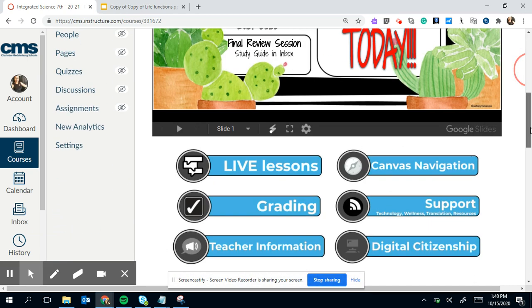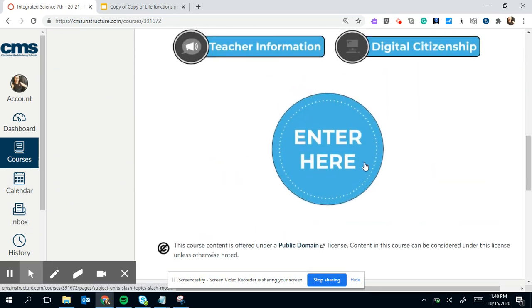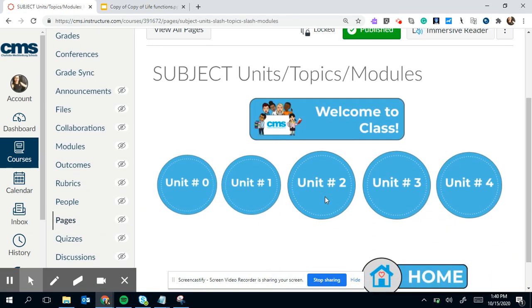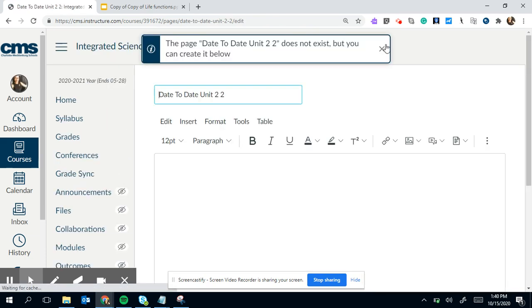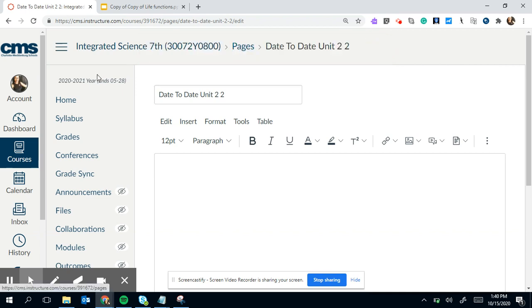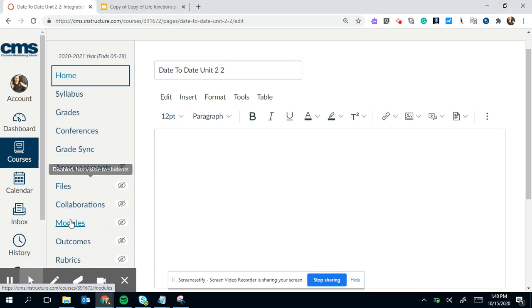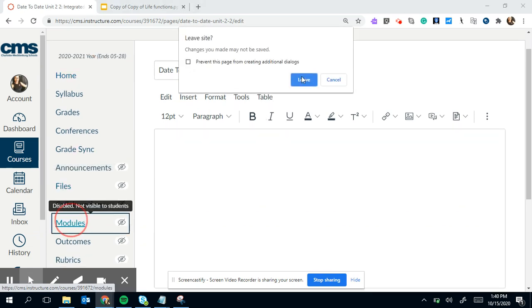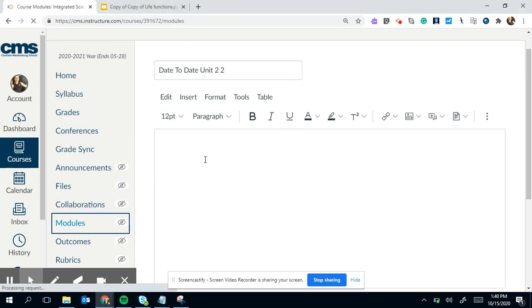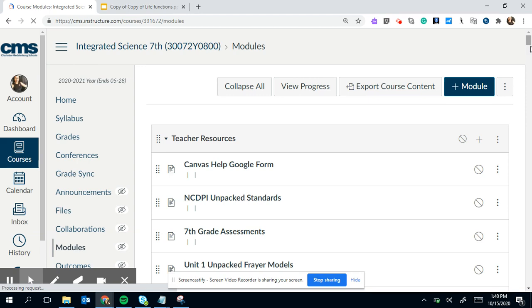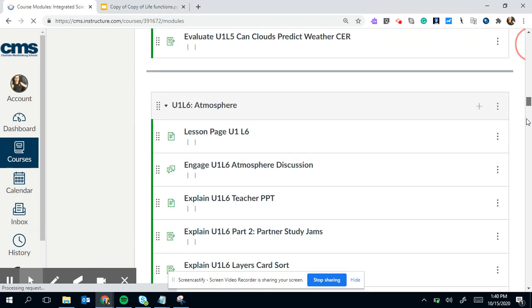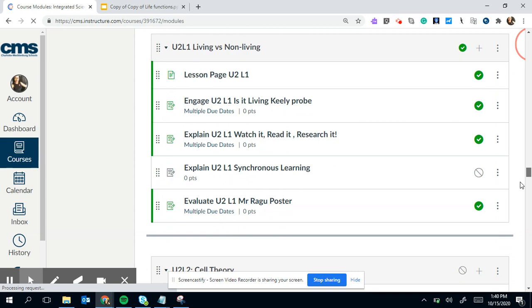For today's assignments, you are going to go to Unit 2, Lesson 1. You are going to click Enter here, navigate to Unit 2, and then click on Lesson 1. When you get to Unit 2, Lesson number 1, you are going to come to your lesson page. Your lesson page will look like this.